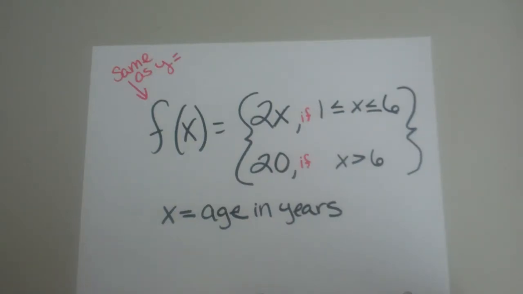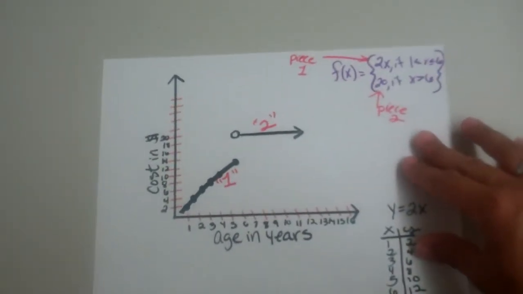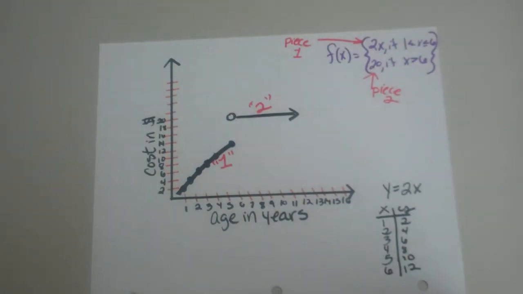Remember, f of x is just the same as y. It's just a new way of showing it. It's called function notation. But it acts exactly like y equals. So don't get too thrown off by that. All right, let's look at the graph of this situation.